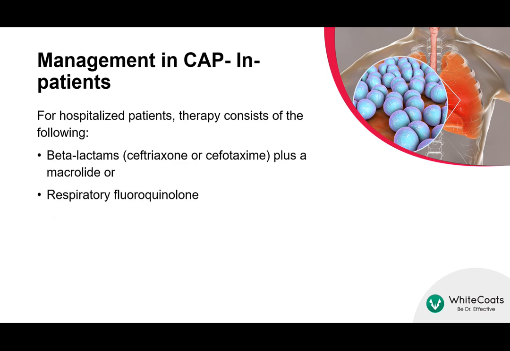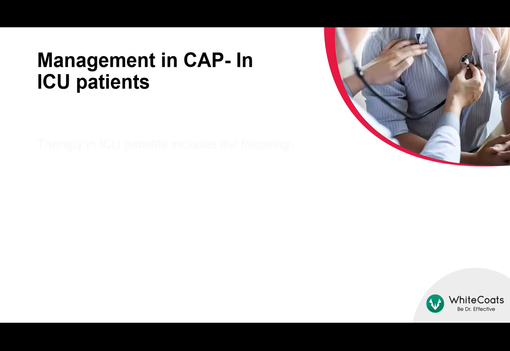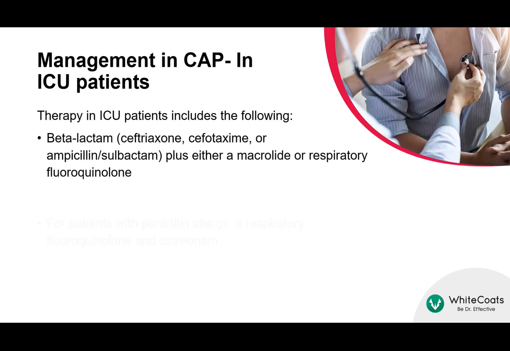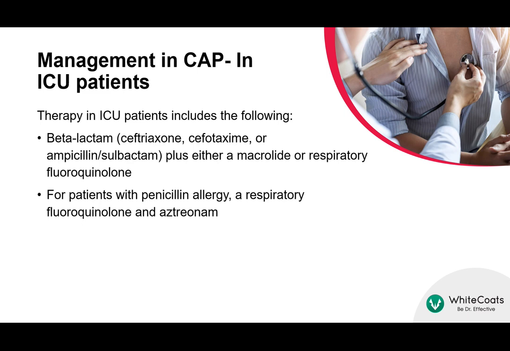For hospitalized patients, therapy consists of beta-lactams plus a macrolide or respiratory fluoroquinolone. Therapy in ICU patients includes beta-lactam plus either macrolide or respiratory fluoroquinolone. For patients with penicillin allergy, a respiratory fluoroquinolone and aztreonam may be added.